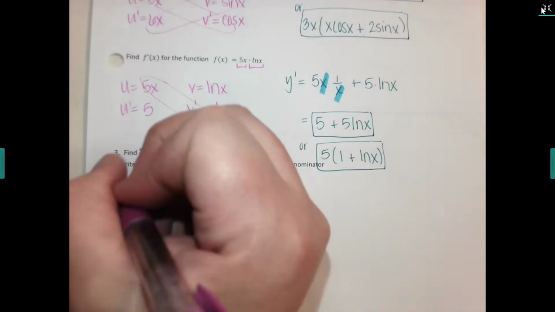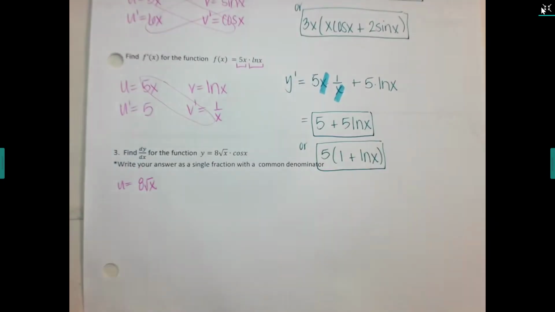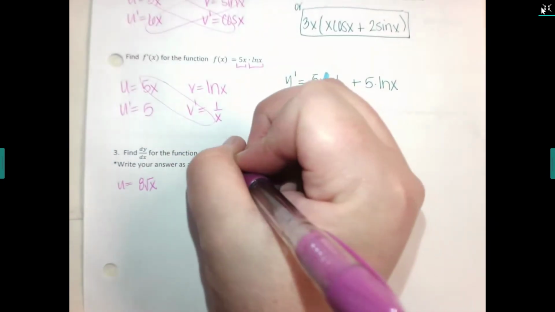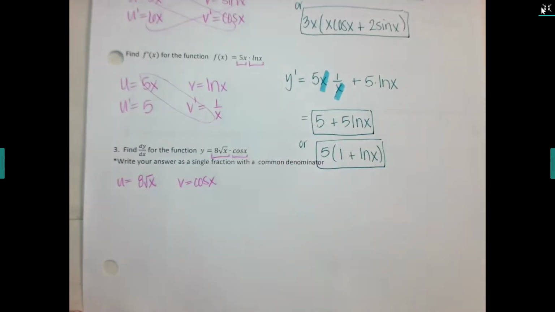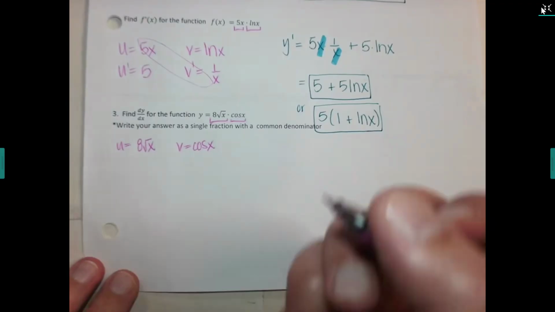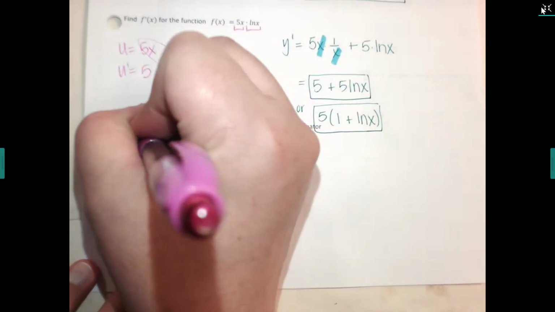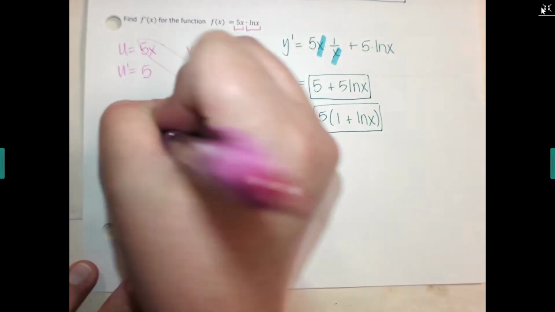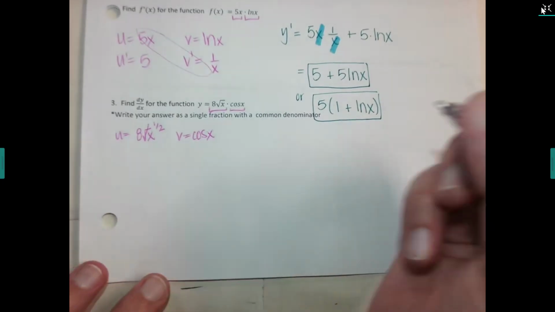Write your products. My u is an 8 root x. My v is a cosine x. Now, in order for me to take the derivative of the root x, do you remember how we should rewrite it? Very good. So I'm just going to cross out the square root and put a half, just so I don't have to actually rewrite it. Okay, but you should know that those are the same.